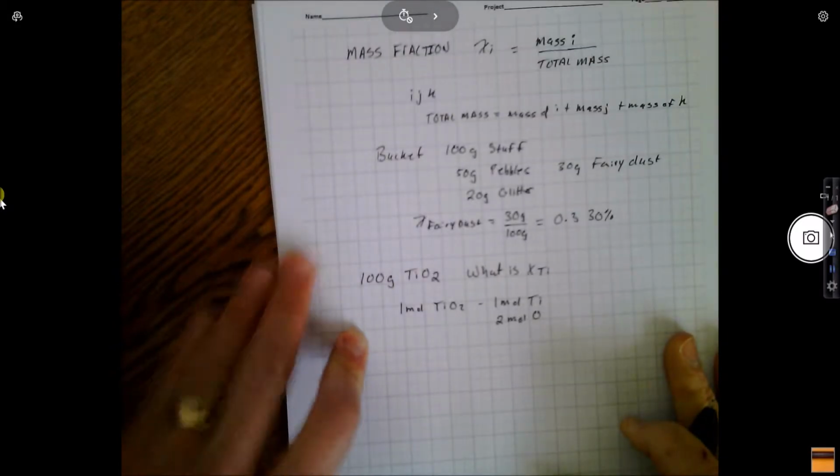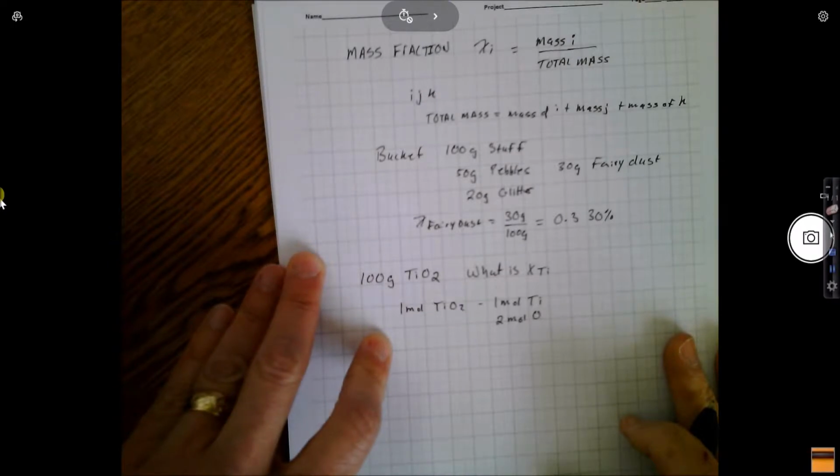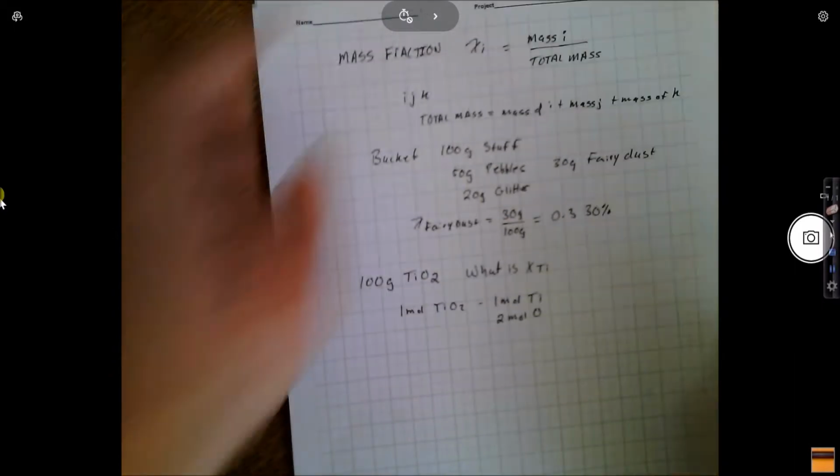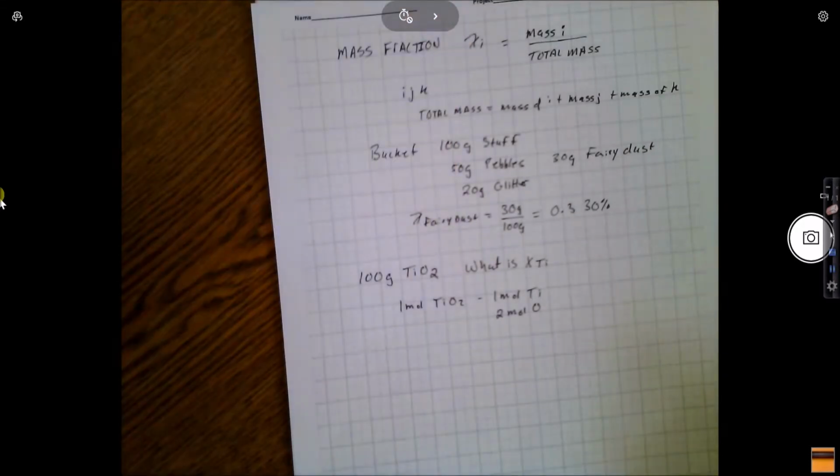Okay, so we want to know what the mass fraction of titanium is. We already know what the mole fraction is. There's a 1 to 2 mole ratio there, so there's a total of 3 moles. So the mole fraction of titanium is 1 divided by 3. And maybe I will do another example of that.